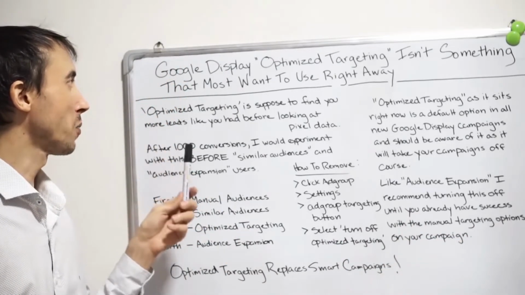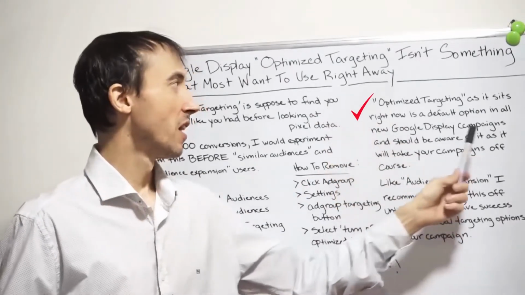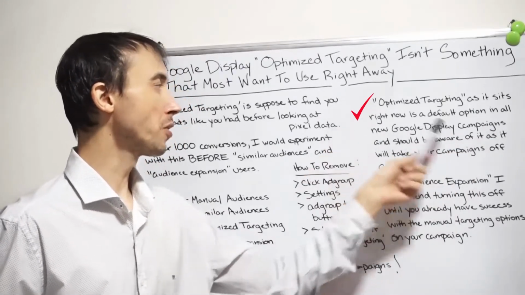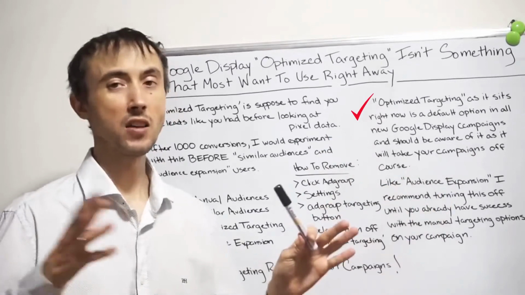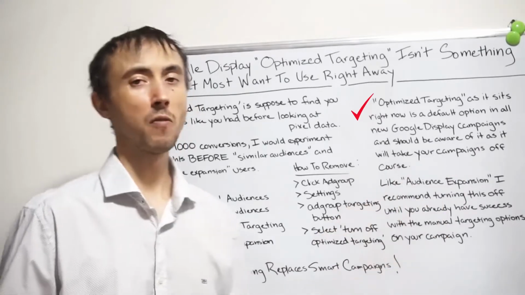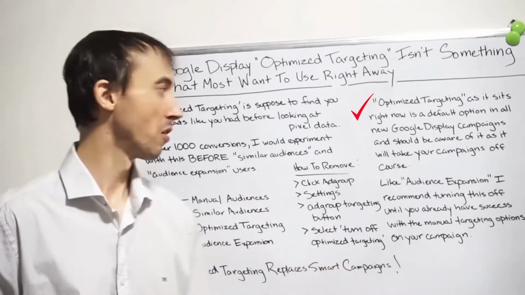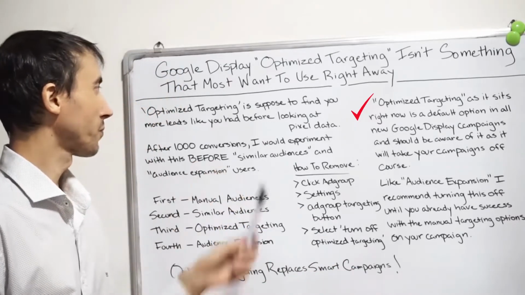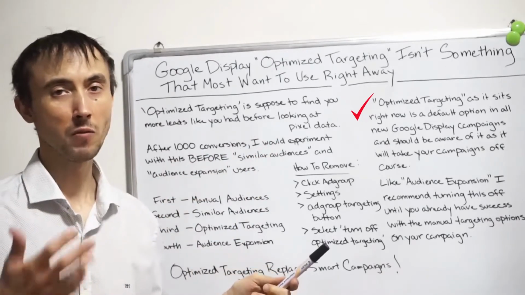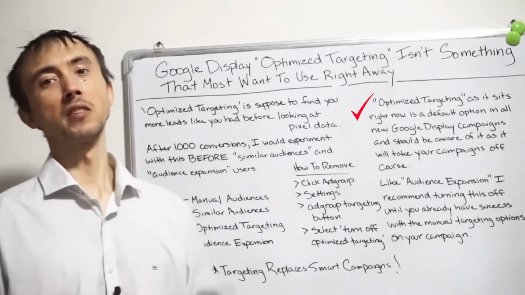So, Google Display optimized targeting. Optimized targeting, quote-unquote, as it's called, as it sits right now, is a default option in the new Google Display campaigns, which is why you may have it already running and not know it, and should be aware of it, as it will take your campaigns off course. What optimized targeting actually does, okay, it's supposed to find you more leads than you had before, or more sales if you're just looking for e-commerce checkouts or something from your site, by looking at your pixel data.